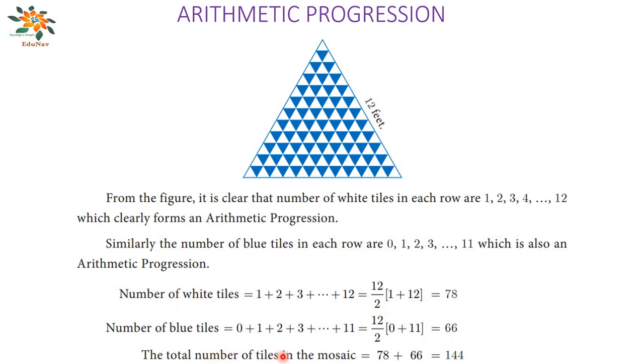So what will be the total number of tiles in the mosaic? We need to add both 78 and 66, which will be equal to 144.